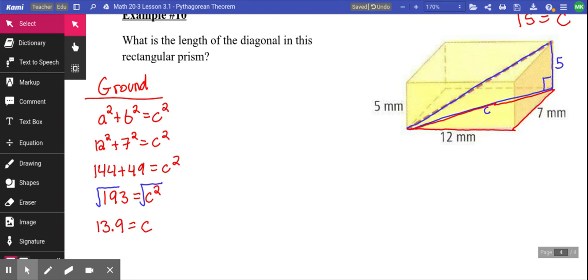That told me the distance here. Then I can do this triangle in the air because I know this is 13.9. I know it goes up 5. And then I can figure out that diagonal on its way down. So I'm doing Pythagorean Theorem again, but in the air.